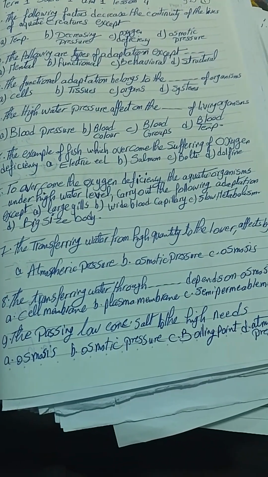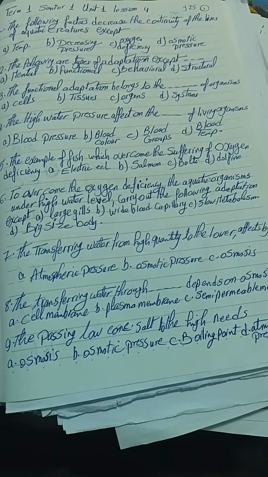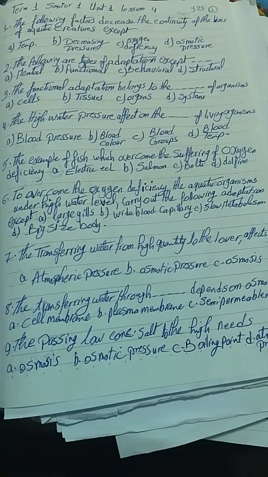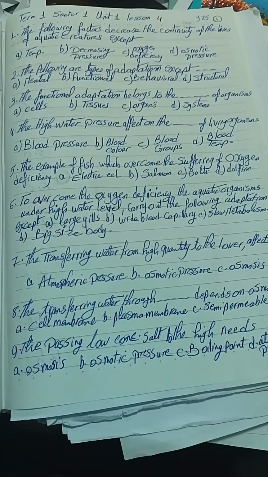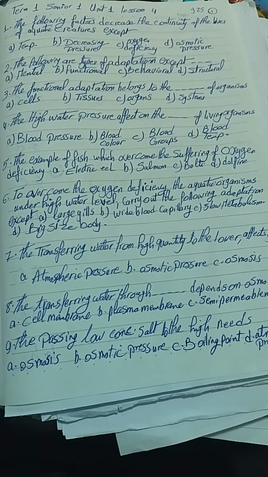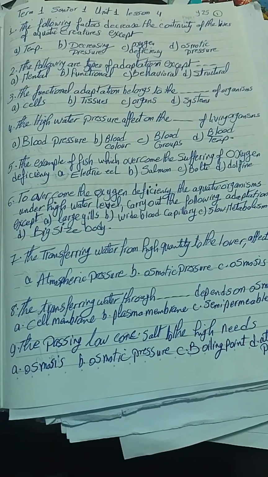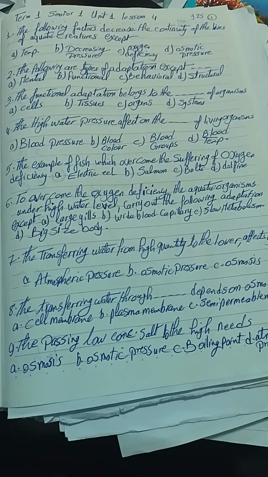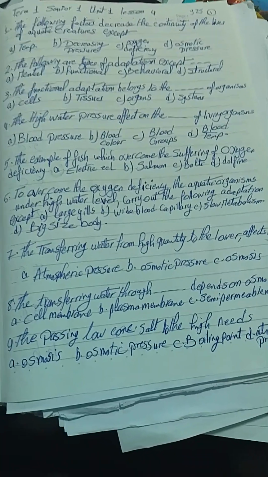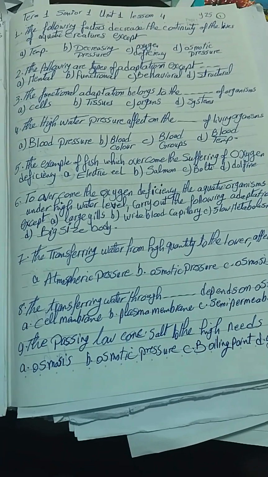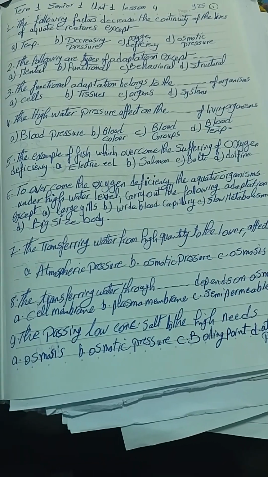Number 4. High water pressure affects the living organism, affecting blood pressure. So we must carry out balancing in the amount of water absorbed or released. Number 5. Example of a fish which overcomes suffering of oxygen deficiency. We studied this year the electric eel.